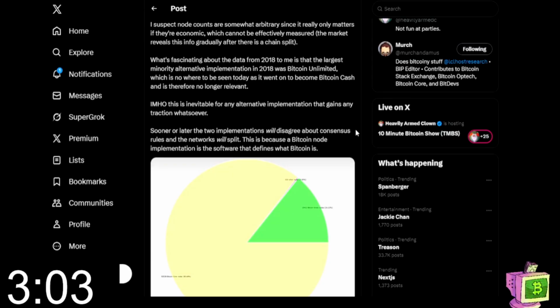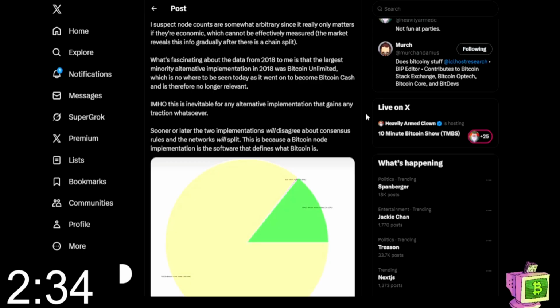So the reason the market reveals to us gradually the economic relevance of these node counts, only after a chain split, is because we have to see the market react to the emergence of two tokens on two different networks. When these implementations do inevitably disagree about the rules, it's up to users to decide which software they're going to run, because they're determining which token they want to buy in exchange for goods and services when transacting peer-to-peer, and which token they're going to dump to buy more of the token they prefer.